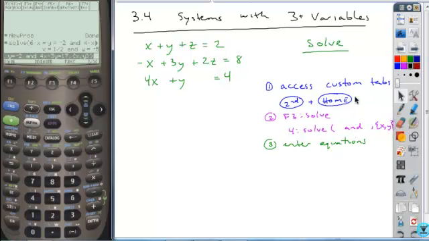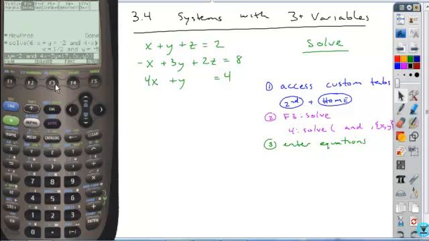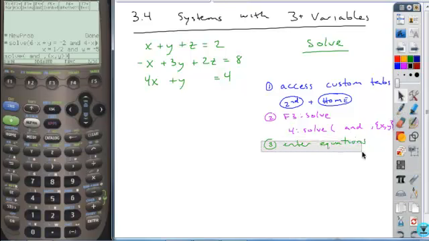You're going to access the custom tabs. You're going to choose F3 and the solve template. You're going to select number 4 and enter that in. The only difference between this and what we've done previously is we have to change the steps slightly.